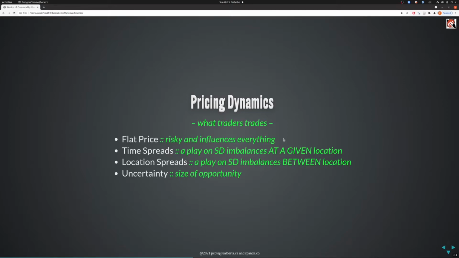We have just established that the price of a commodity cannot be established without knowing its grade, its delivery timing, and its delivery location. So in the context of a time spread, what we are seeking to benefit from is a supply-demand imbalance at a given location, but for different delivery timing. In the case of a location spread, we are trying to benefit from supply-demand imbalances between locations for the same commodity. And lastly, we will review a little bit the size of the opportunity. The more uncertain or the more volatile the price differences are, either between locations or delivery timing, the higher the opportunity for a trader to benefit and profit from this.